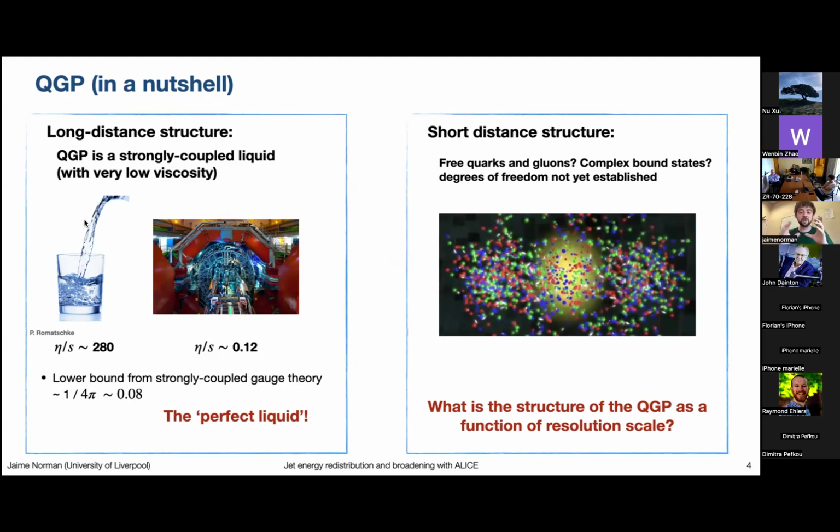So it's strongly coupled, but we know that it's formed from weakly interacting constituents, quarks and gluons. We also want to know its short distance structure. Is it created from free quarks and gluons, or their complex bound states? The constituent degrees of freedom aren't yet fully established experimentally. So a big question, and one that I'll come back to throughout this talk, is what is the structure of the Quark-Gluon plasma as a function of the resolution scale?